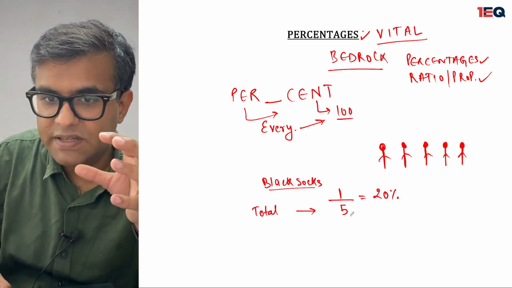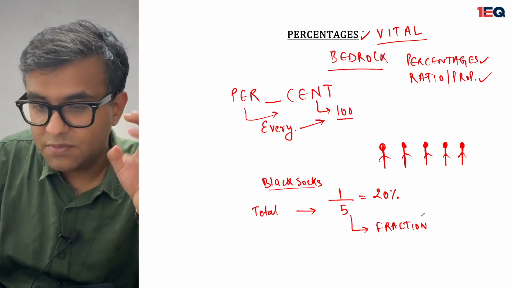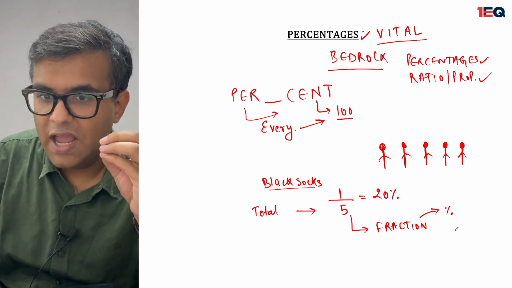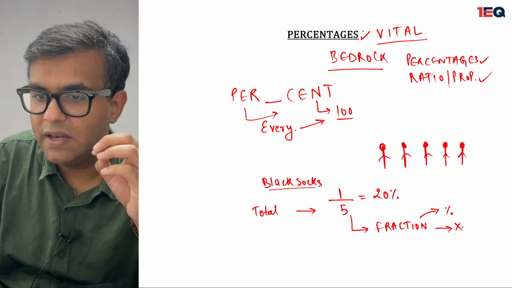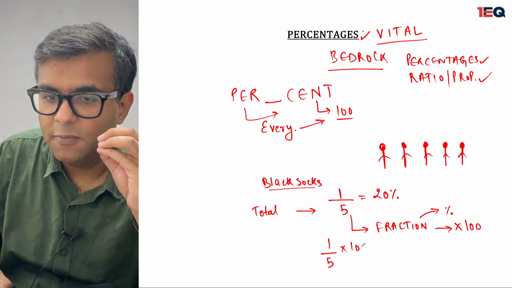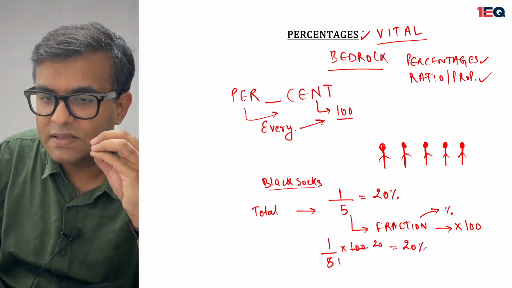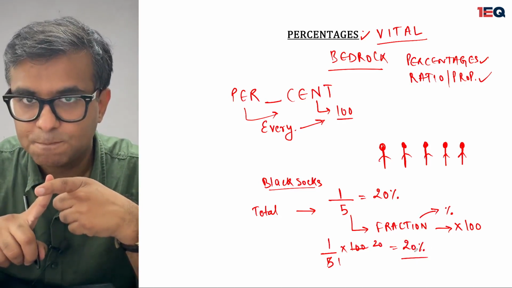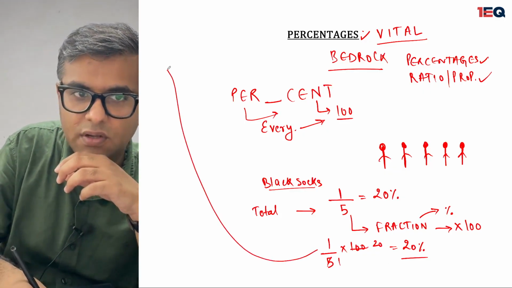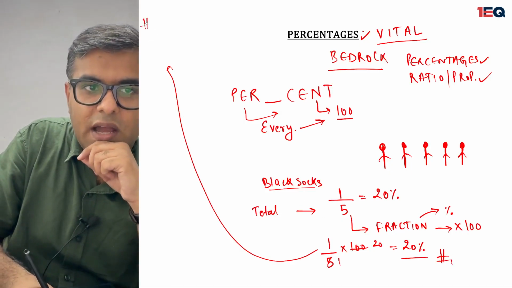How did I arrive at this 20%? From a fraction. If I am supposed to reach a point where percentage is available, I will have to multiply it by 100. So in the same sense, I multiplied 1 by 5 by 100. 5 ones are 5, 5 20s are 100. So here with 20, I can put the sign of percentage. I'll just put a hash over here so that you know this is hash 1 and hash 2.